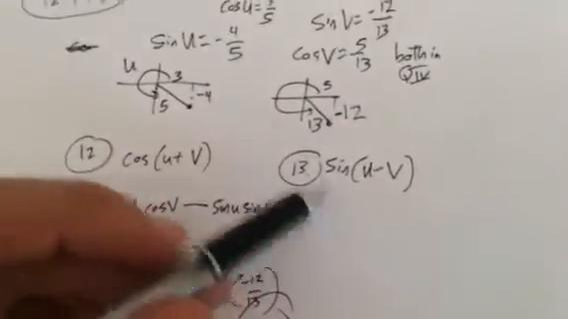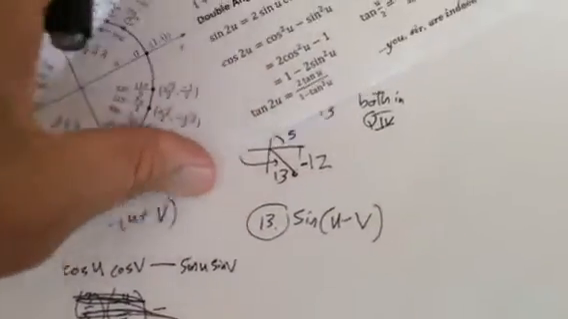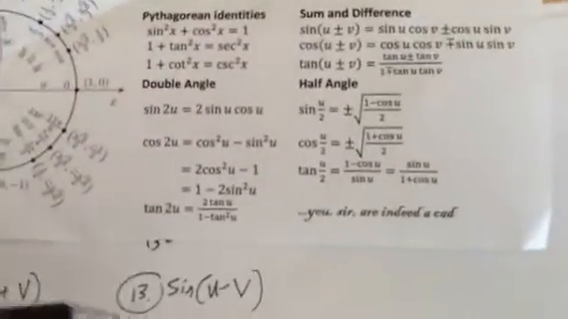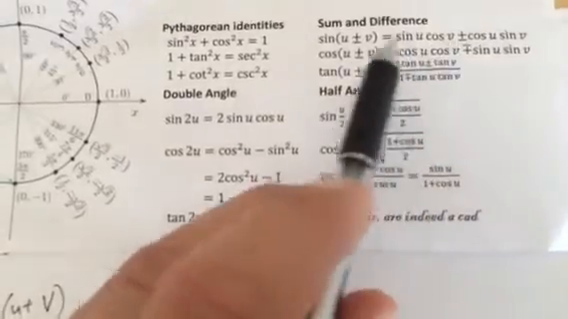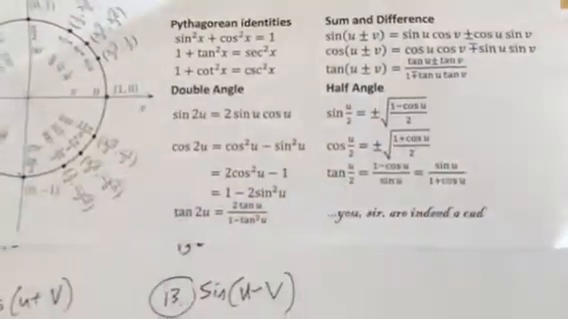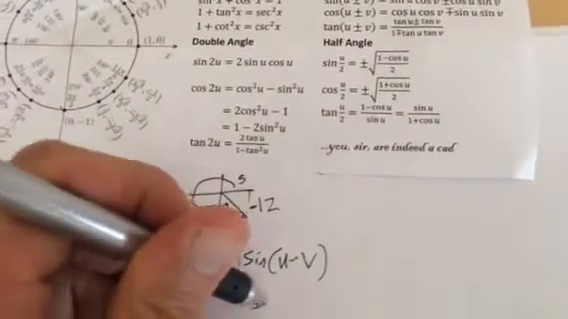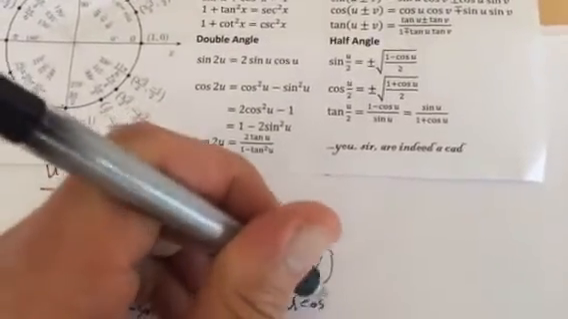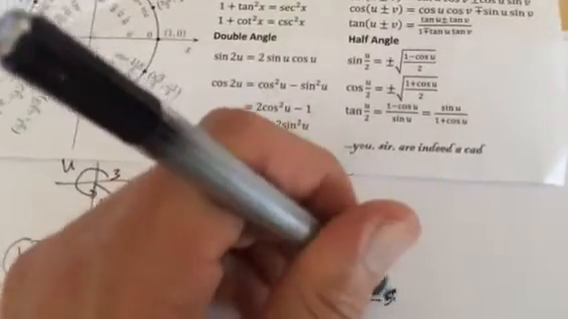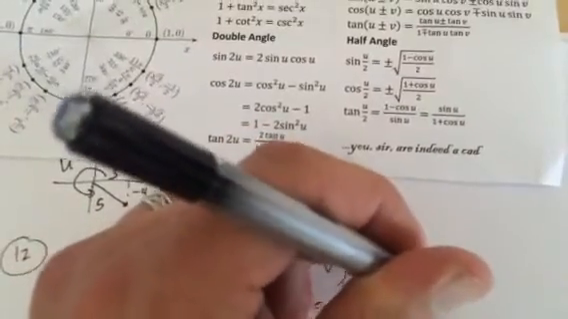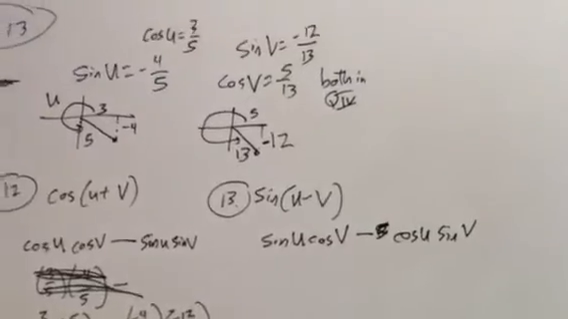Sine of u minus v. I have all my pieces, but I'm going to break it up a little differently. Remember, or look it up, sine breaks up into sine of the first, cosine of the second, same operator, cosine of the first, sine of the second. So this will break up into sine of u, cosine of v, same operator, cosine of u, sine of v.